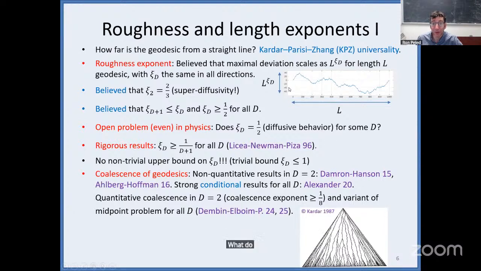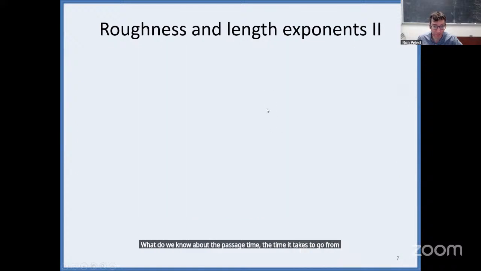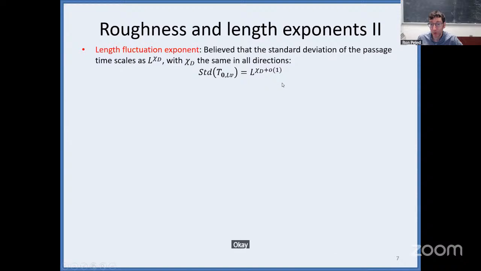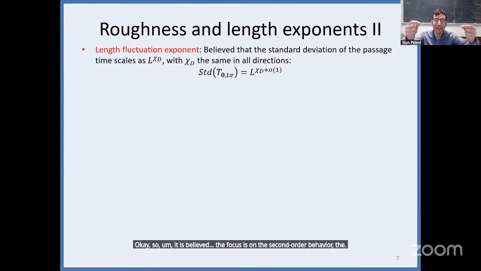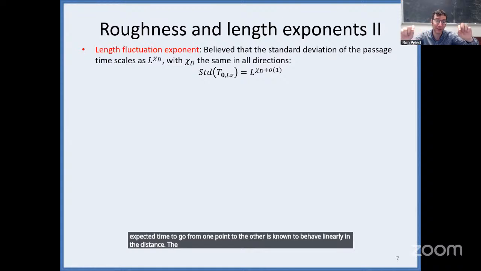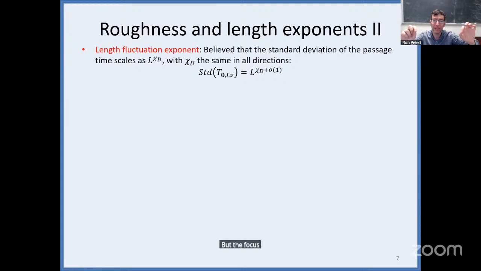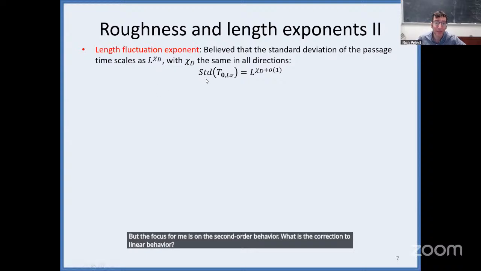What do we know about the passage time, the time it takes to go from one point to another? Okay, so the focus is on the second order behavior. The expected time to go from one point to the other is known to behave linearly in the distance. The constant in front of the linear behavior is not known. This is again the limit shape. But the focus for me is on the second order behavior. What is the correction to linear behavior? We'll measure it in terms of the standard deviations.